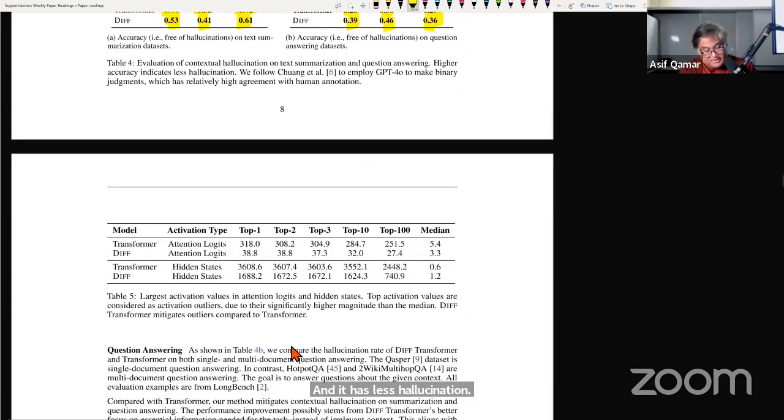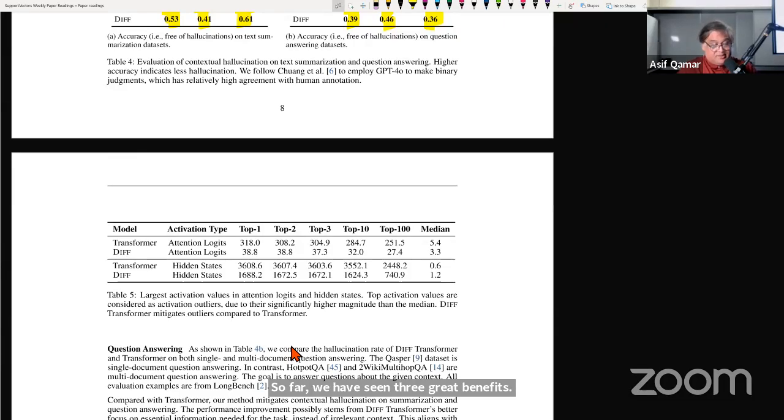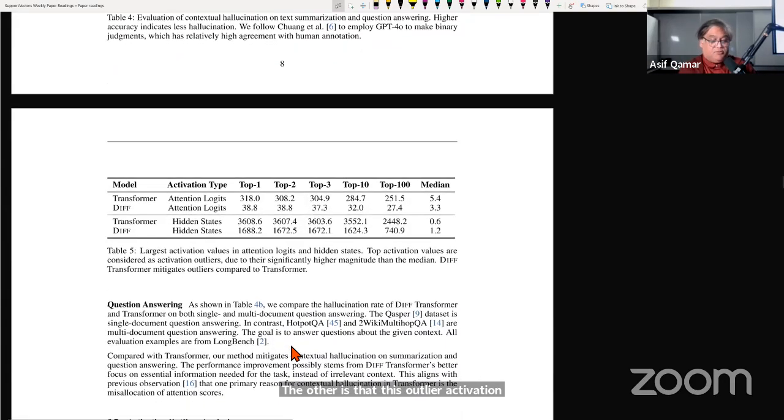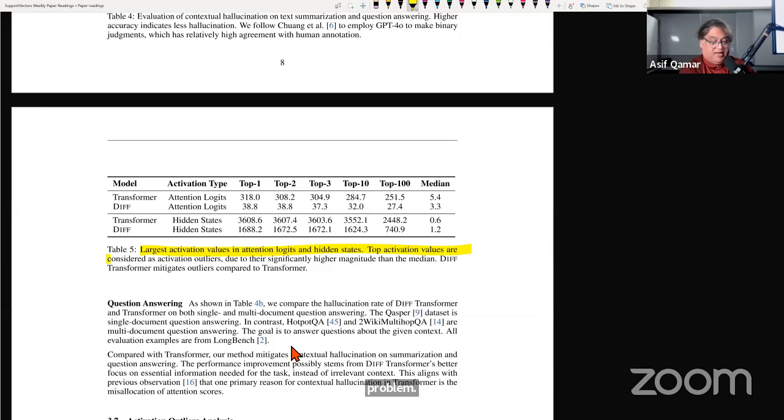And of course, it requires fewer tokens and fewer parameters; smaller models can do it. The other is this outlier activation problem. We don't want outliers, and outliers have impact on a lot of things. So now look at this. In a regular transformer, I'll just focus on one line itself.